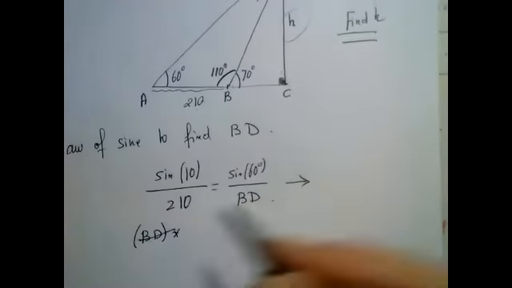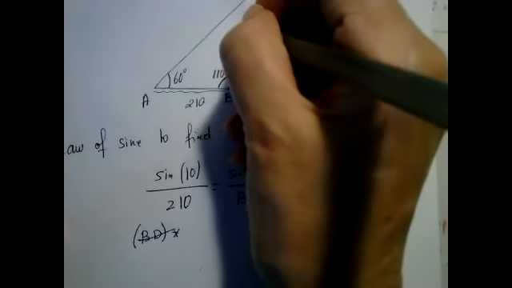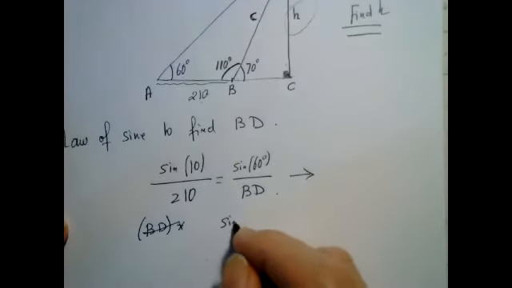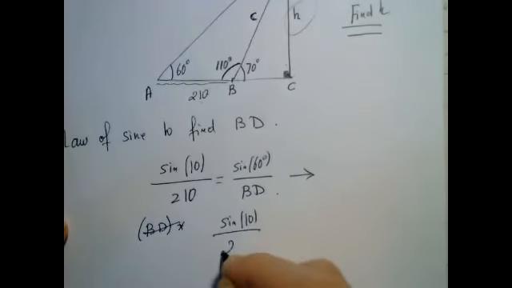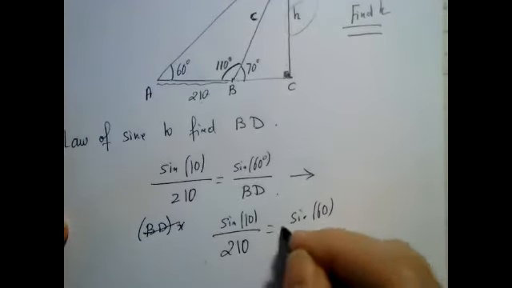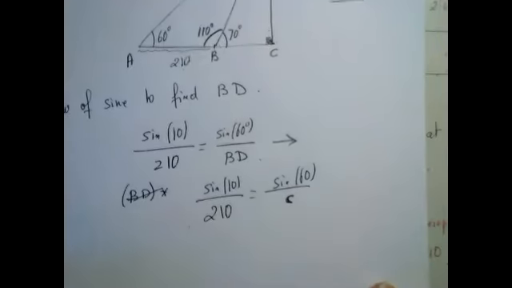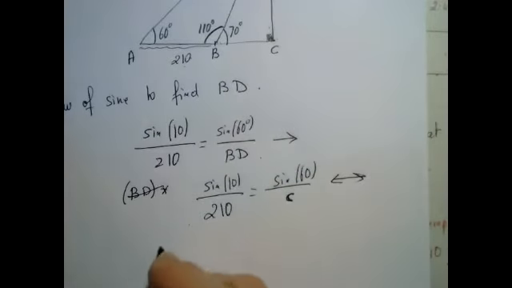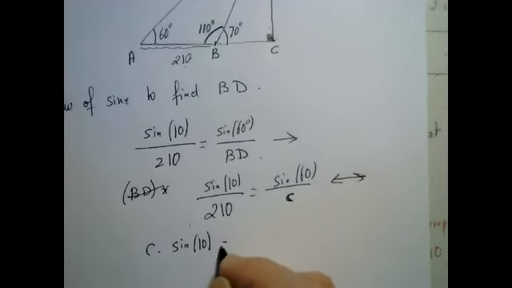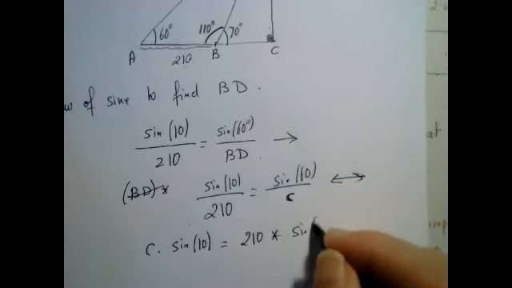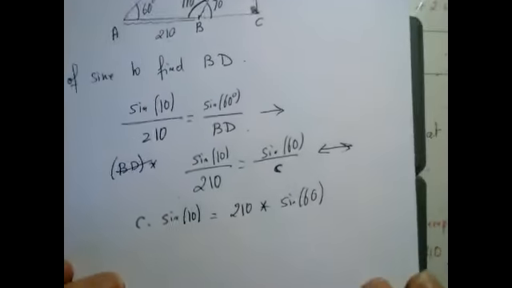Actually, let me call it C because it will be easier for us. So it means the sine of 10 over 210 is the sine of 60 over C. So C is much easier for us to work with. Now we cross multiply because I have two ratios. That's the easiest way. Cross multiply, and this will give me my C.